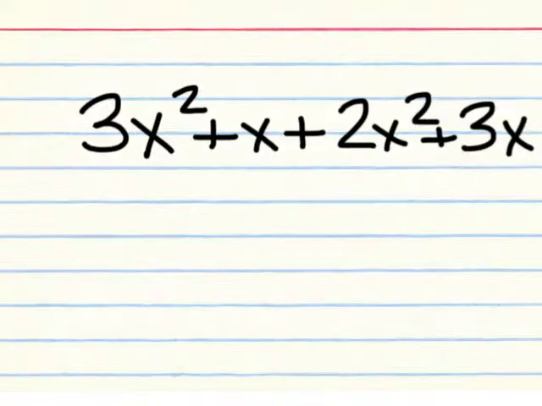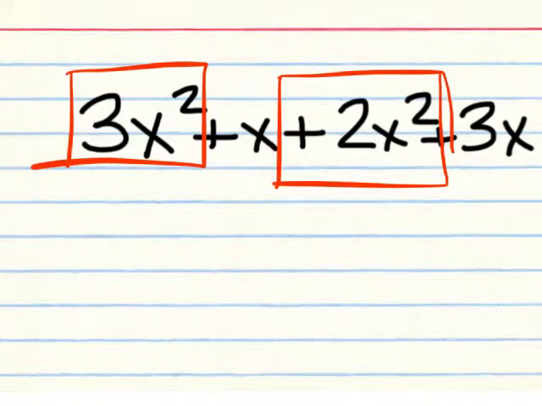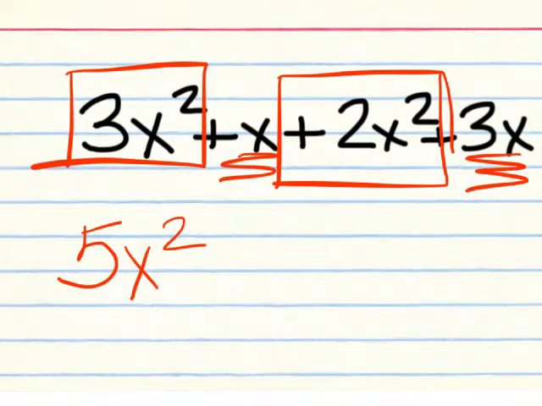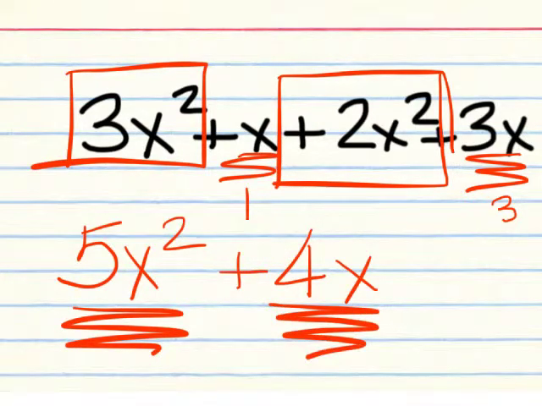Now in this case you don't have all like terms. You have two different sets. Start with the one that has the highest power. 3x squared plus 2x squared would be 5x squared. And then your second set of like terms are simply the x's with the exponent of 1. 1x plus 3x's will be 4x. And always write your answer with the highest power first, x squared, and then the next power down, and so on.